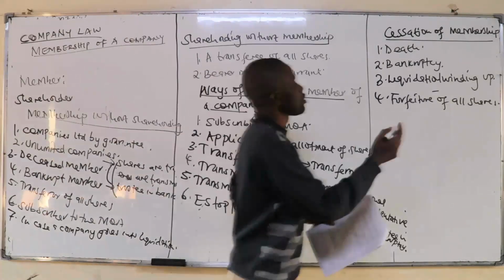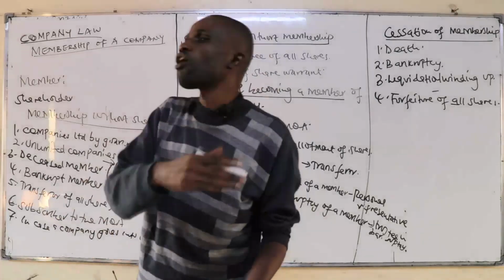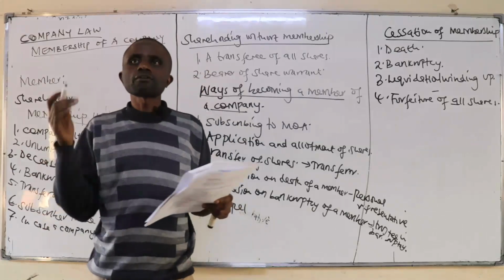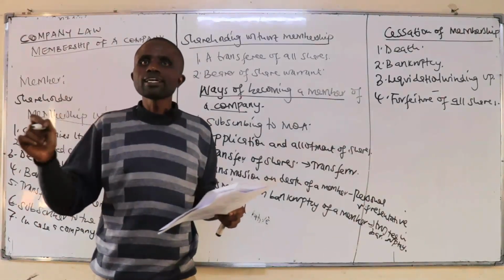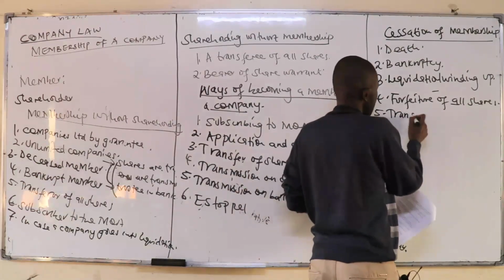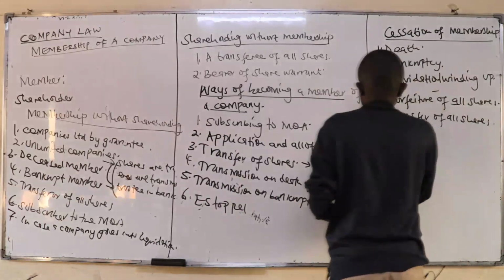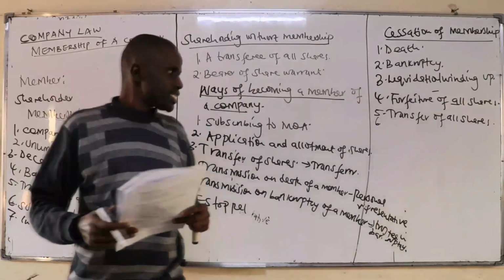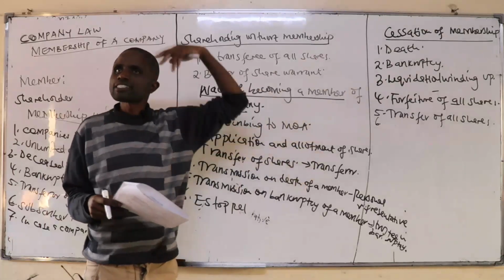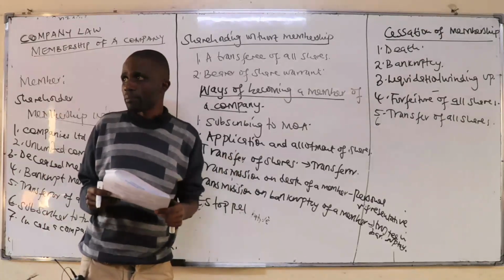You must use the words all shares. If it forfeits a few, you are still a member. But if it forfeits all of them, then you cease to become a member. So forfeiture is cancellation for non-payment. Then transfer of all shares. The transferor, if he transfers all his shares, ceases to become a member, and the transferee becomes a member. Is that clear?